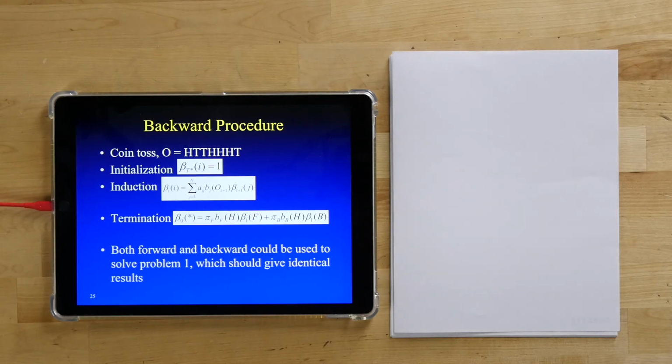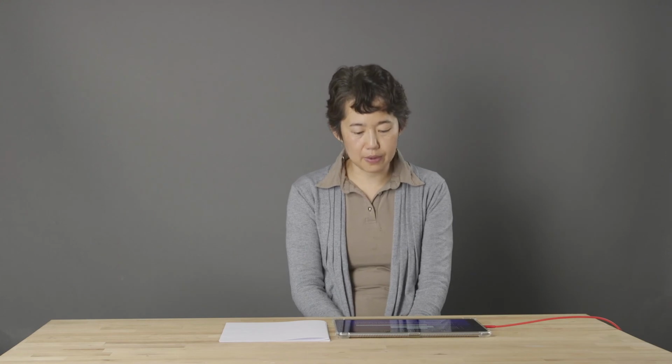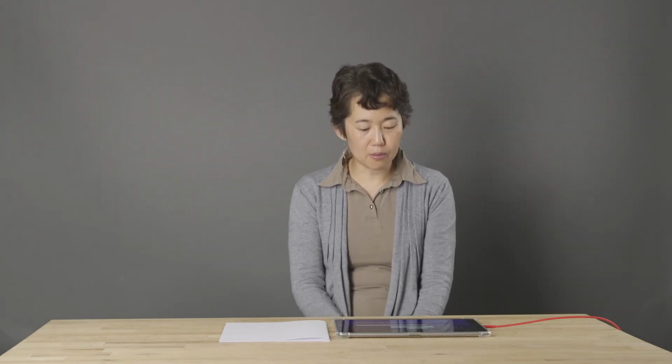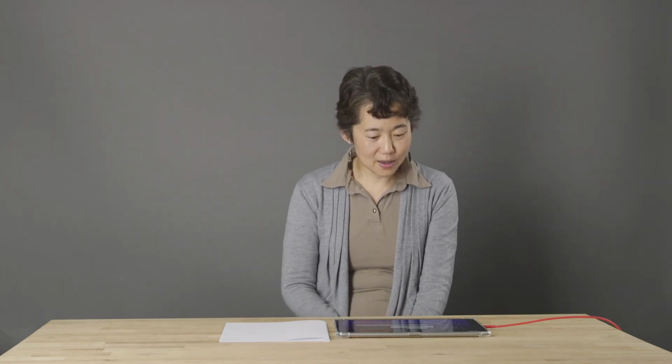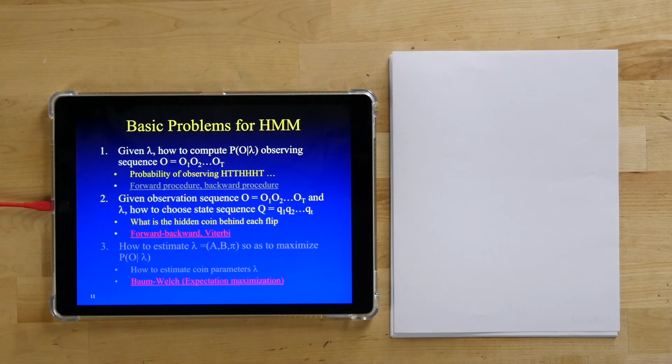Actually, you can use both the forward procedure and the backward procedure to solve problem 1. And if you do this calculation well, you will see that the forward procedure and backward procedure should give you identical results. It should give you the same probability. And so that's problem 1.